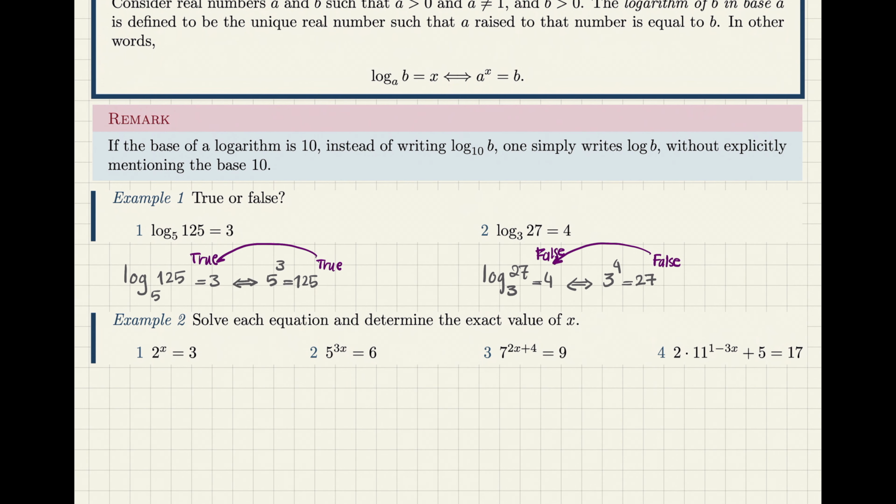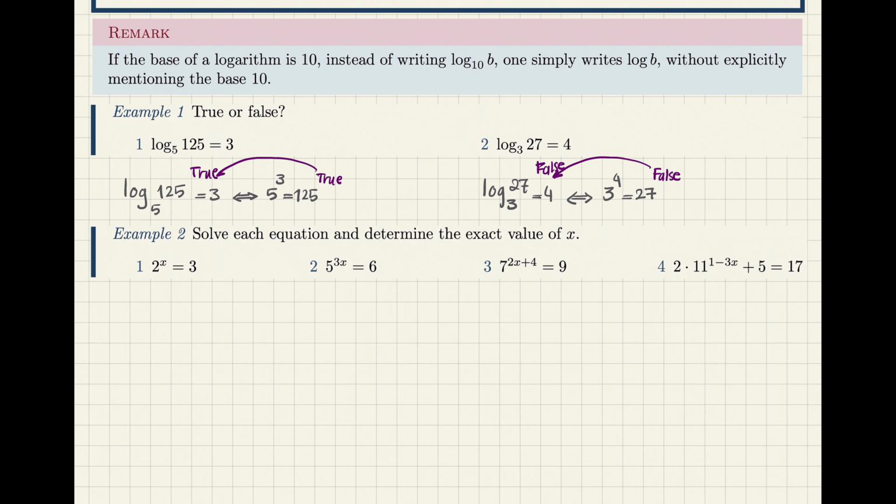It's very important to be able to translate these two statements into each other. Sometimes you are given a logarithmic equality and you need to write it in the form of an exponential equality, or sometimes you already have your exponential equality and you want to write it in logarithmic form. So you need to be able to go back and forth between these two representations.